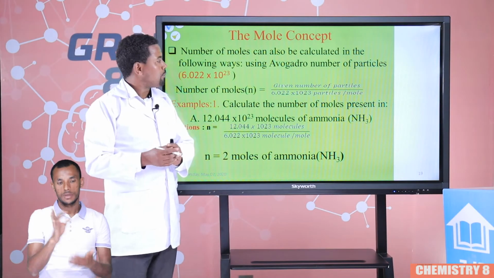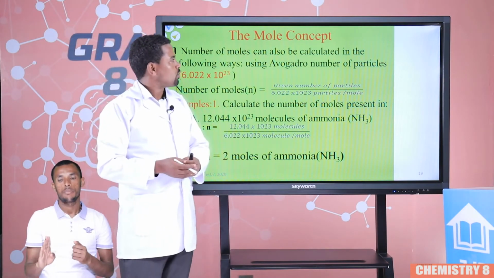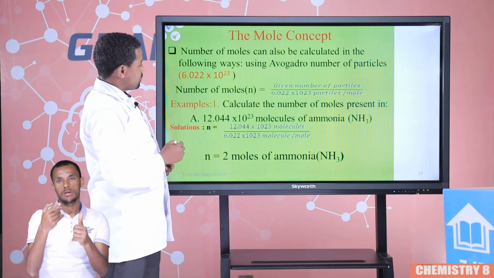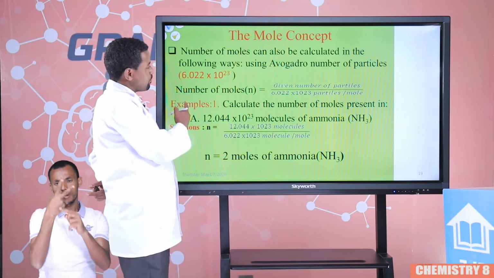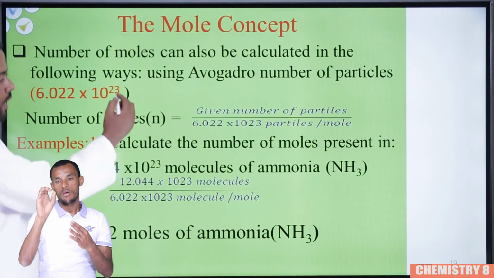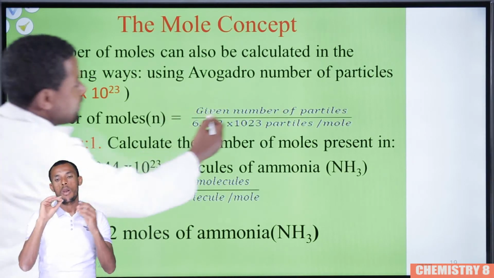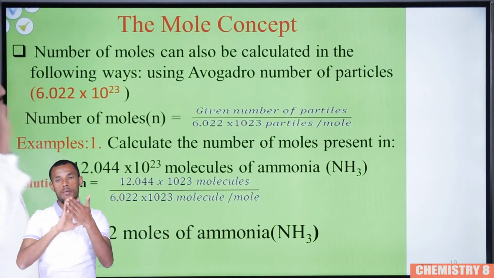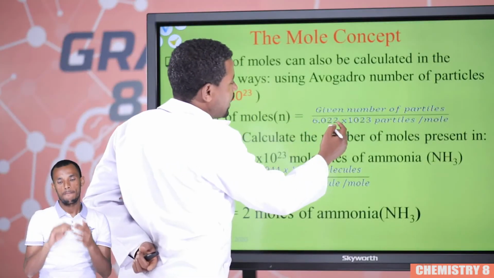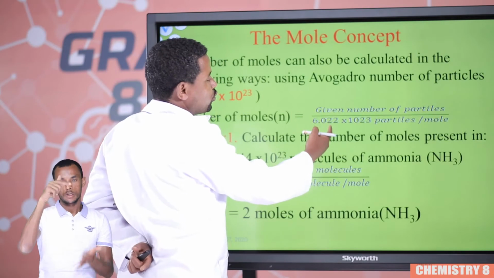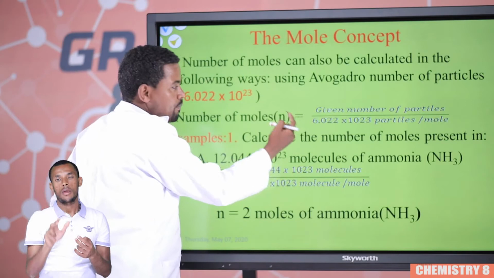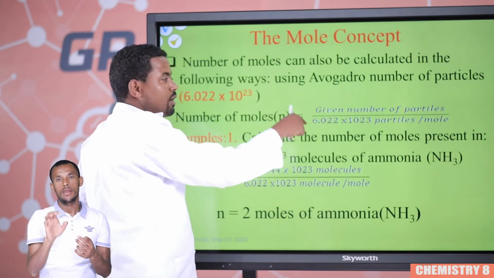The number of moles can be calculated in 2 ways. The first one is what we have seen before, and the other one is when we are given the number of particles. The number of moles is the given number of particles divided by 6.022 times 10 to the power of 23 particles per mole, the number of particles in 1 mole of a given substance.